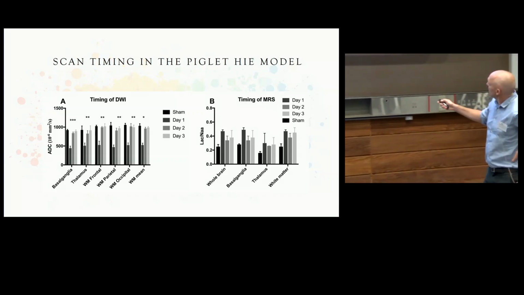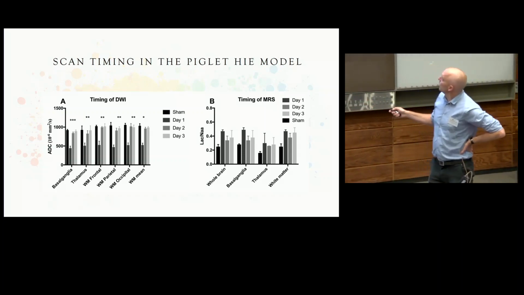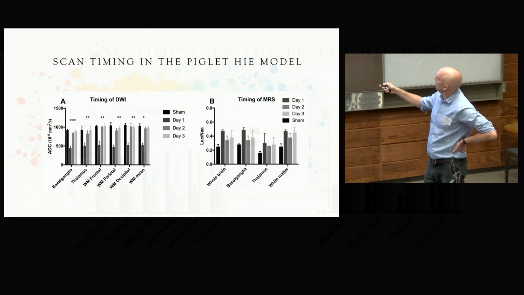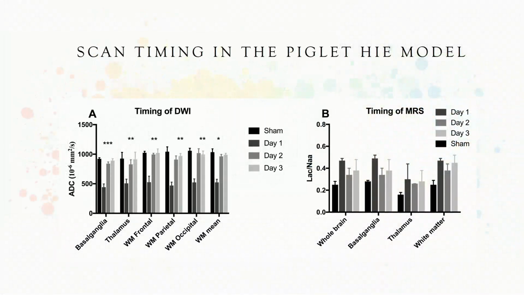For MRS, this is the lactate NAA ratio, with shams here having the lowest ratio, and then you have a less clear picture, but it seems to be a little higher maybe on day 1 than on day 2 and 3, but this was not statistically significant.